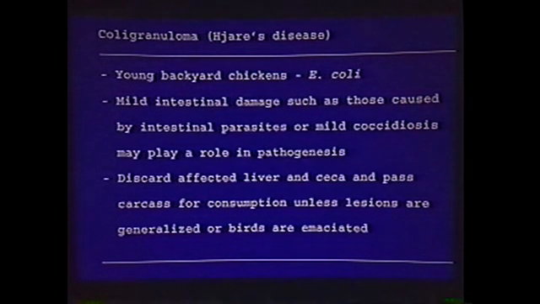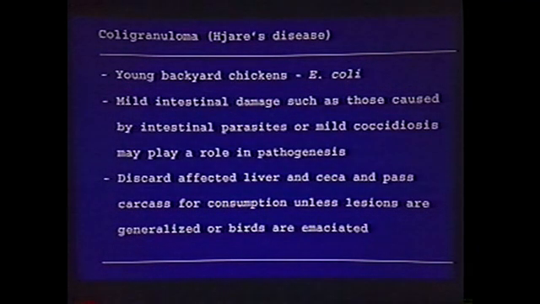The pathogenesis is not very clear, but it is suggested that mild intestinal damage, such as those caused by mild coccidiosis or mild intestinal worm, cause some irritation in the intestinal lining, and bacteria penetrate through the wall and initiate nodules in the cecal wall as in the liver.